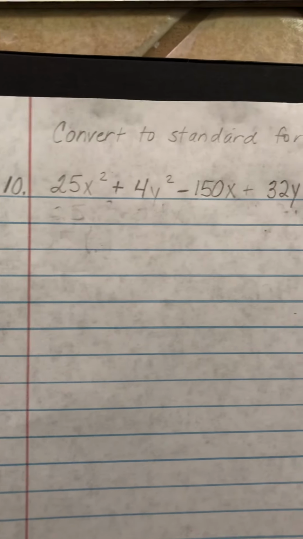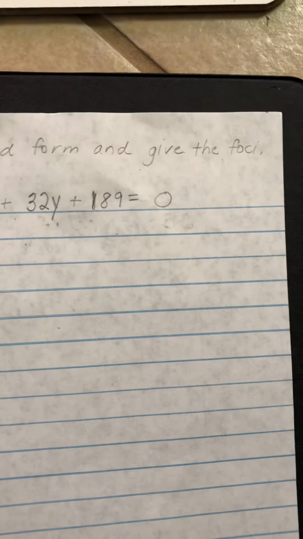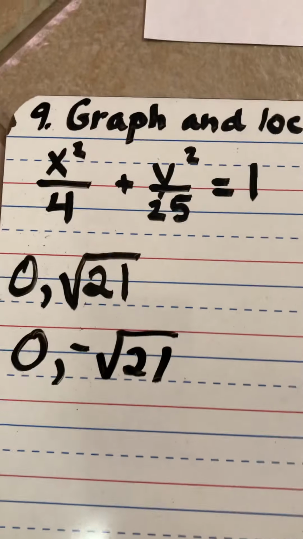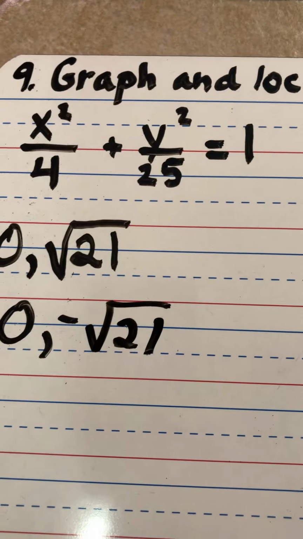Problem number 10 on the quiz, we're going to convert to standard form and give the foci. So this is going to be an ellipse, and we're going to want to put it into standard form, which is like what we had in problem 9, where we have two fractions added together set equal to 1. So in order to do this, we're going to need to complete the square.